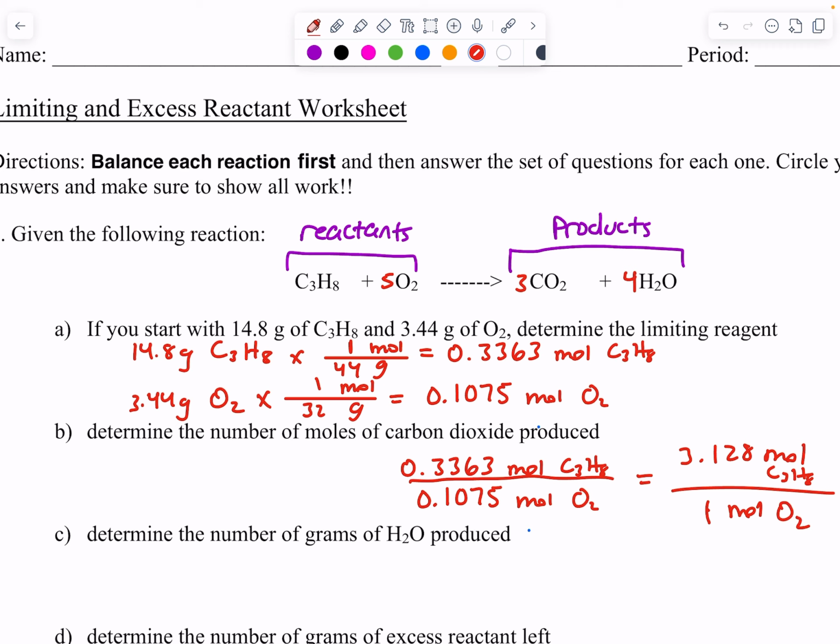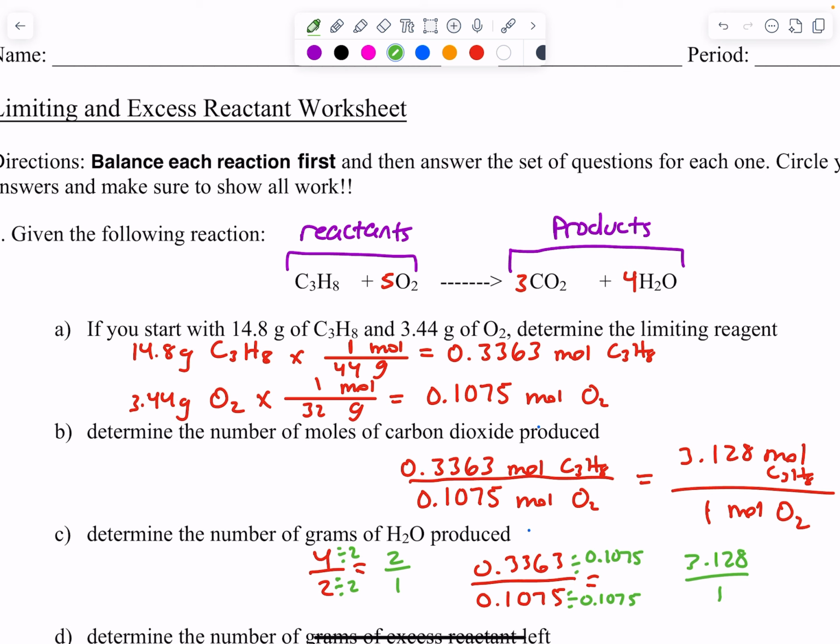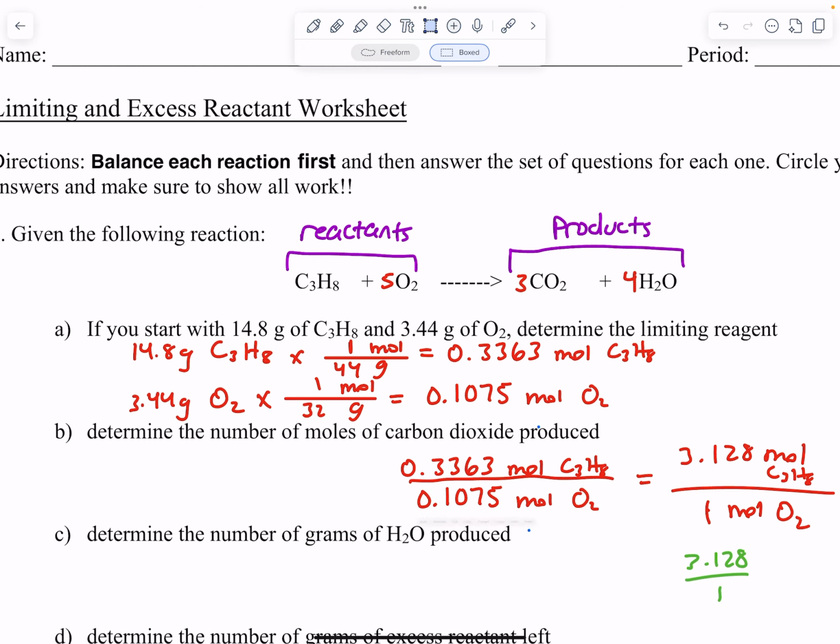Think of it like this. If I have 4 over 2, I would be dividing the top and the bottom by 2 to get 2 over 1. Here I'm dividing the top and the bottom by the smallest one, and I get 3.128 over 1. This cancels out to 1, so that's why I'm writing 1 at the bottom. Now this is how many moles we have, in a ratio set equal to 1 because it's easier to visualize. So we can now compare it to how many moles we need.